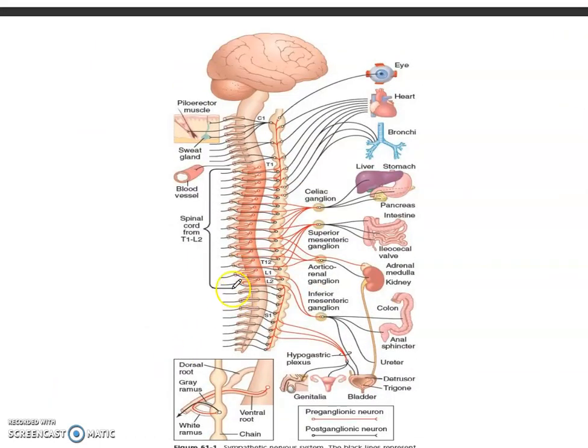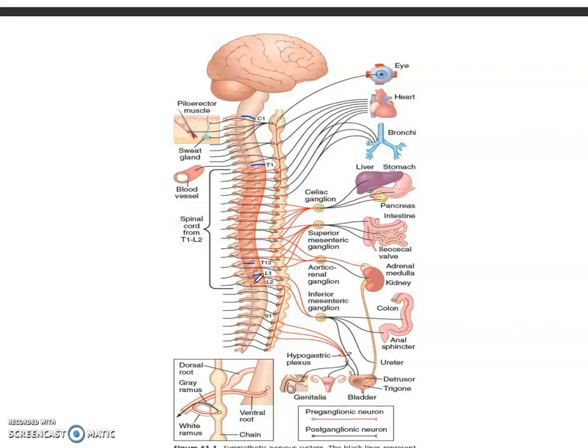Here you can see the whole map. This is the brain, this is the spinal cord, and these are the sections. This is the cervical one, thoracic one, thoracic 12, L1, and L2. This is the sacral one. So they are making the ganglia. As you can see, this is the celiac ganglion, this is the superior mesenteric ganglion, and this is the aorticorenal ganglion. This is the inferior mesenteric ganglion, which provides nervous support to the colon, anus, sphincter, ureter, and the bladder.